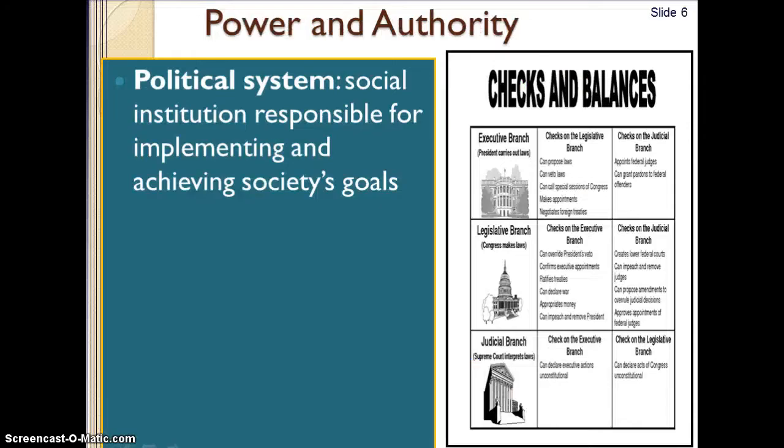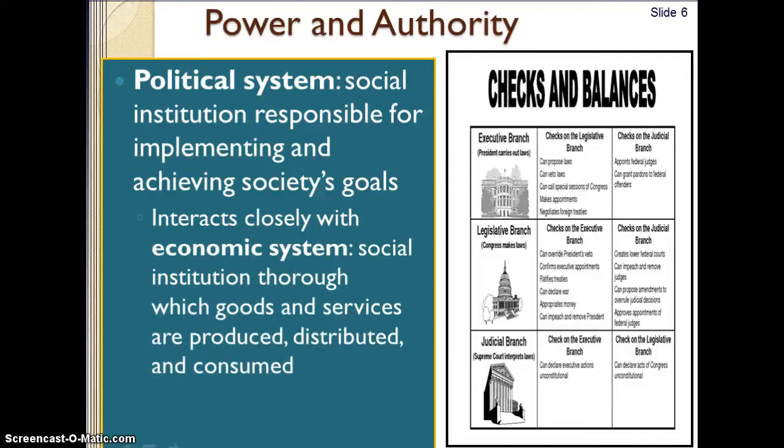Okay, we're moving on to power and authority. We're going to first start by defining political system, which is a social institution responsible for implementing and achieving society's goals. So just like religion and the family, the political system is a cultural universal, so it's found in every society. However, it's certainly structured differently across different societies.